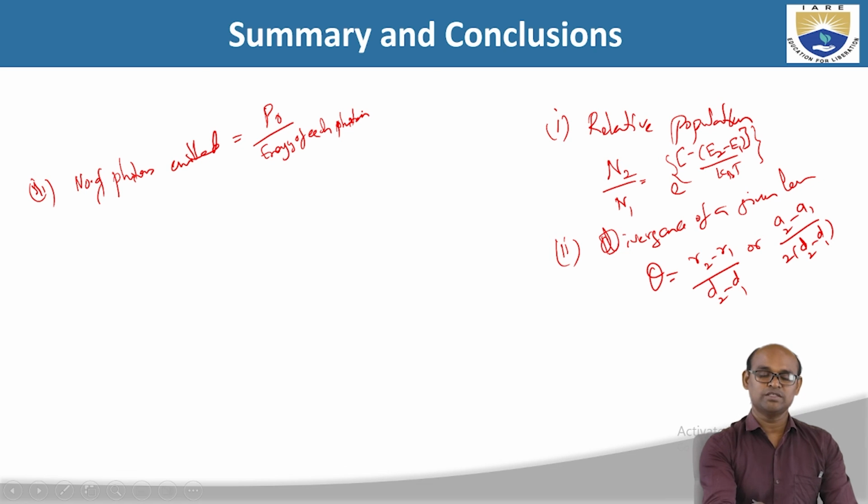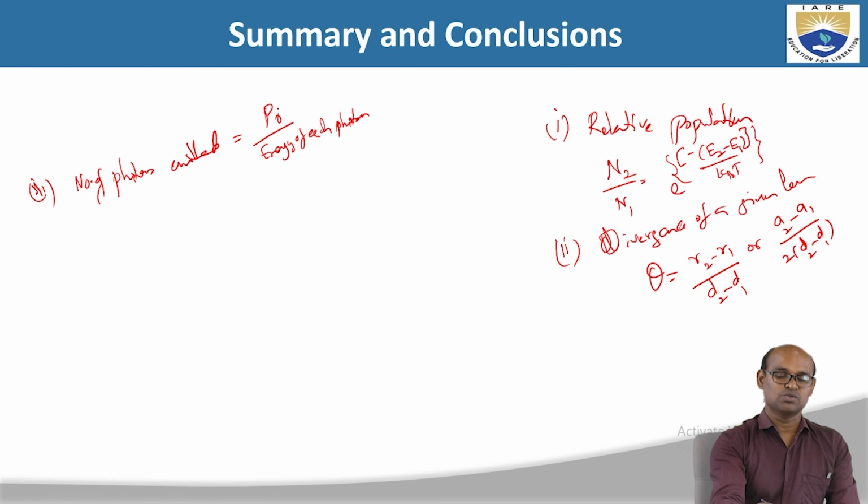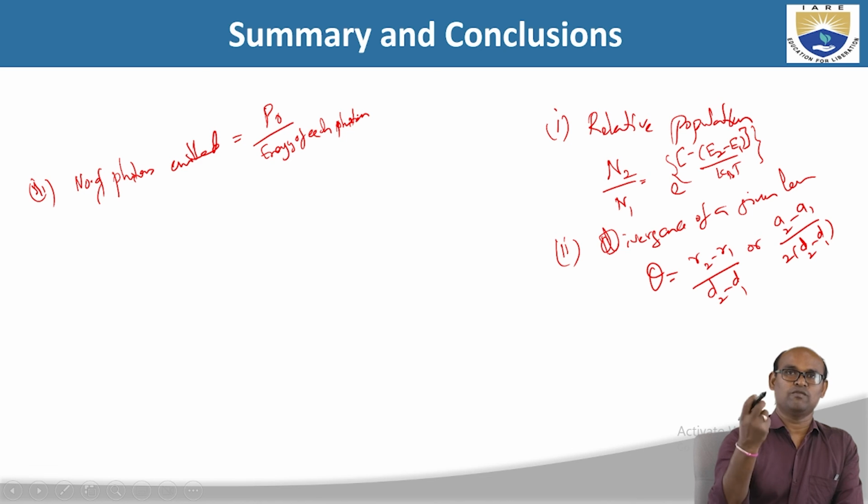Why do we need to know the energy of a photon? Light is nothing but made up of many photons. So output power divided by the energy of each photon gives the number of photons emitted per minute. This is what we have calculated.